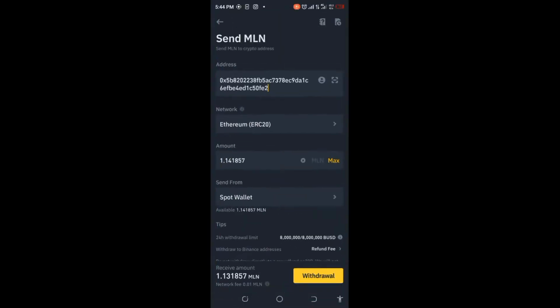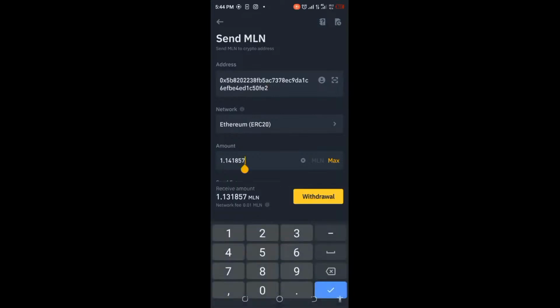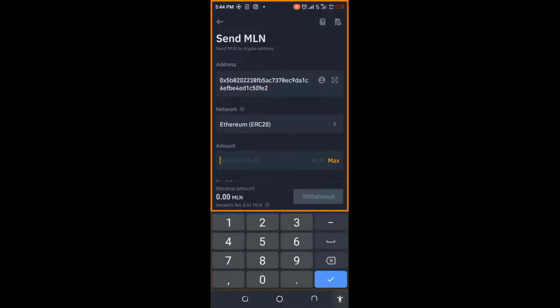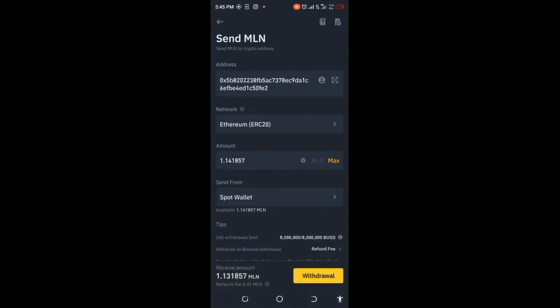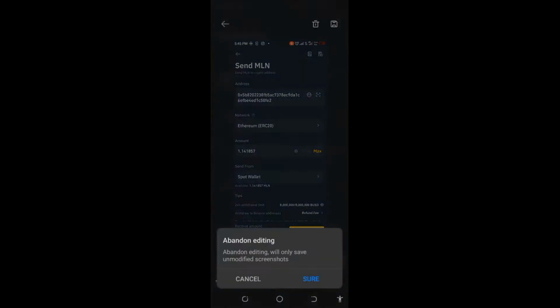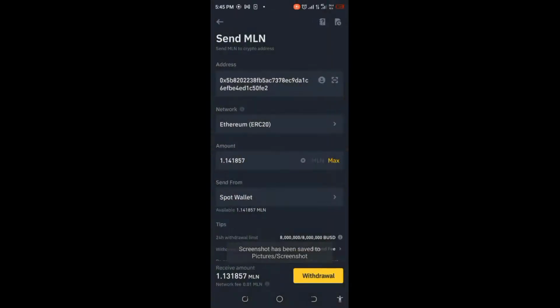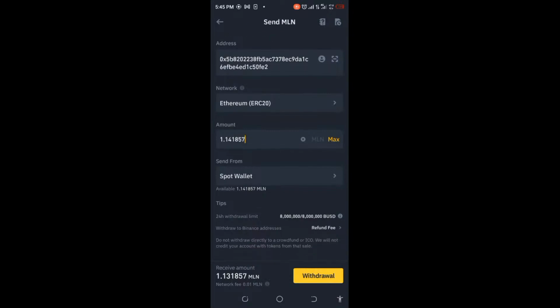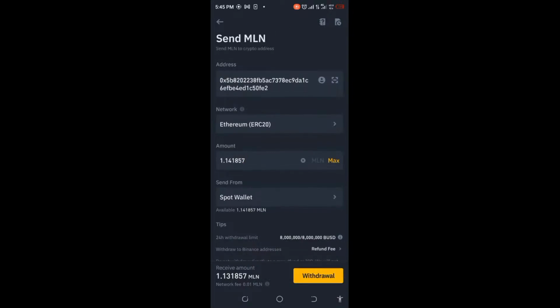It's not telling me anything. Is there any minimum? Let me remove that first to see if there's any minimum. It might tell me. Oh, good. Everything is fine. So it will tell me if there's any minimum withdrawal. So let's go ahead. I'll just take a screenshot. We're going to receive 1.13. As you can see here, we're going to receive 1.13. Okay, so we're going to see 1.1313. That is fine. It was 1.14, but they've taken out 0.1. Okay. So that's fine. Let's go ahead and click on withdrawal.